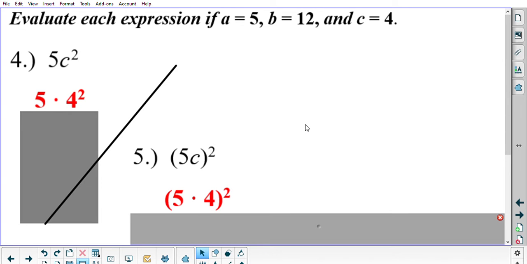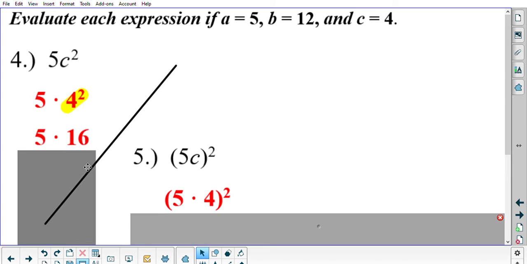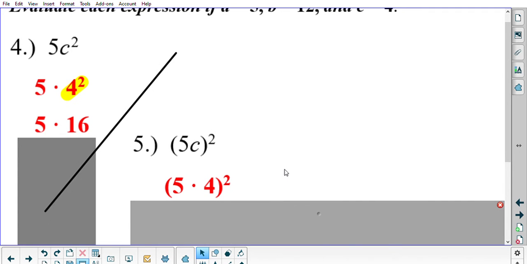On number 4, there are no parentheses. So the next thing you would do in order of operations is you would do the exponents. So on problem number 4, after you substitute, the very first thing you're going to do is 4 to the second power. And that would be 16, because 4 to the second power means not 4 times 2, it means 4 times 4. But number 5 is going to be very different.